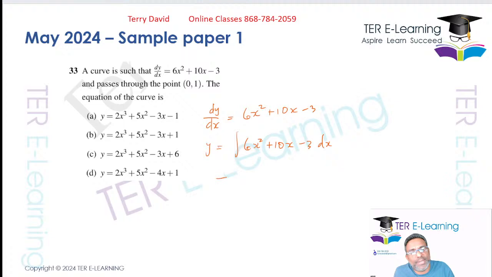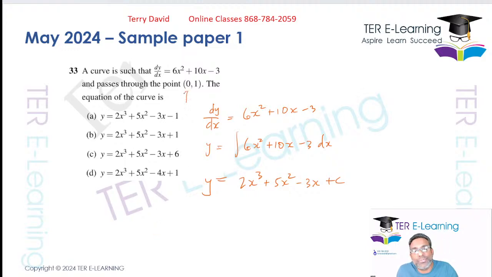When you integrate this, you're going to get 6x cubed over 3, which is 2x cubed. When you integrate 10x, you're going to get 5x squared. And when you integrate negative 3, you're going to get negative 3x. And we must include the constant. So far it's 2x cubed plus 5x squared minus 3x plus c.